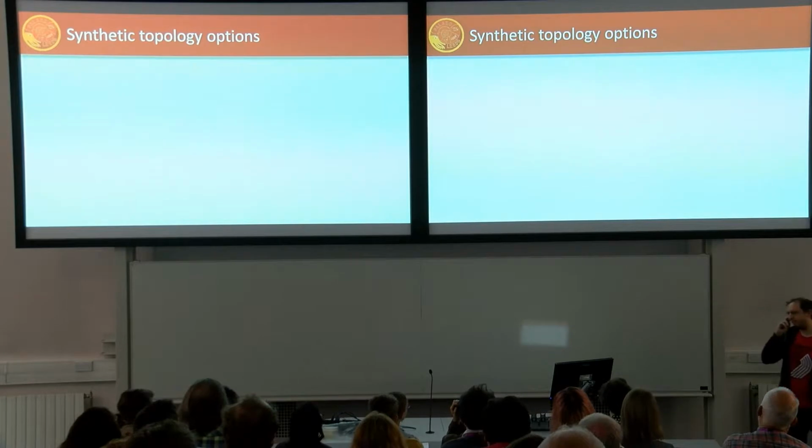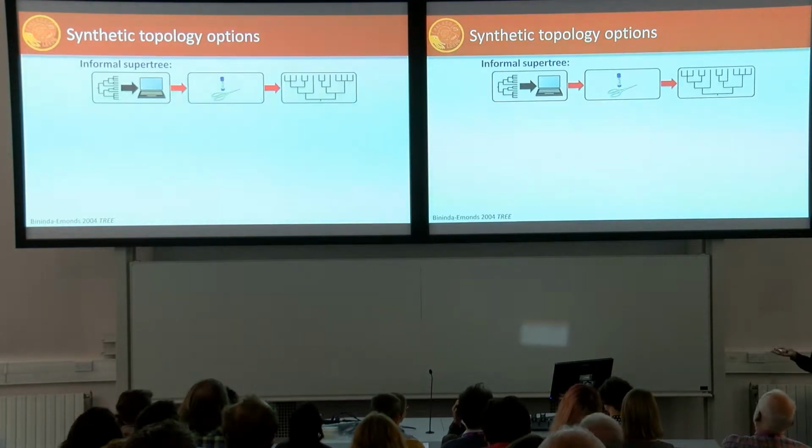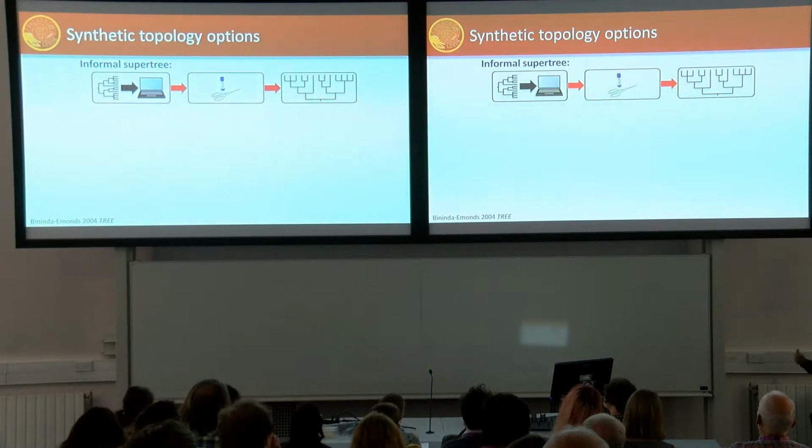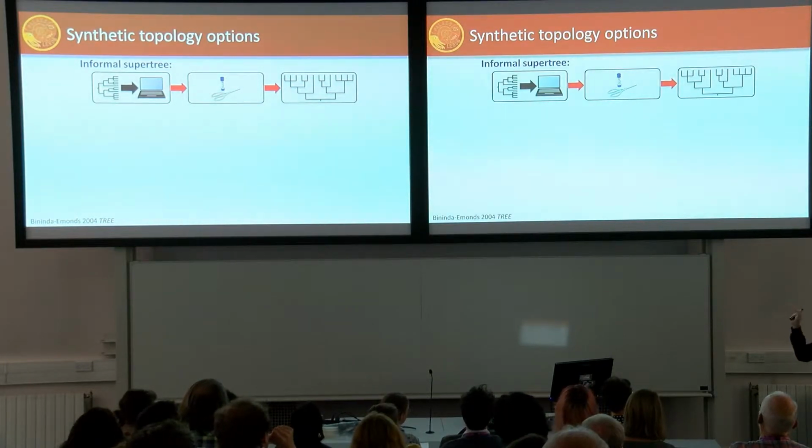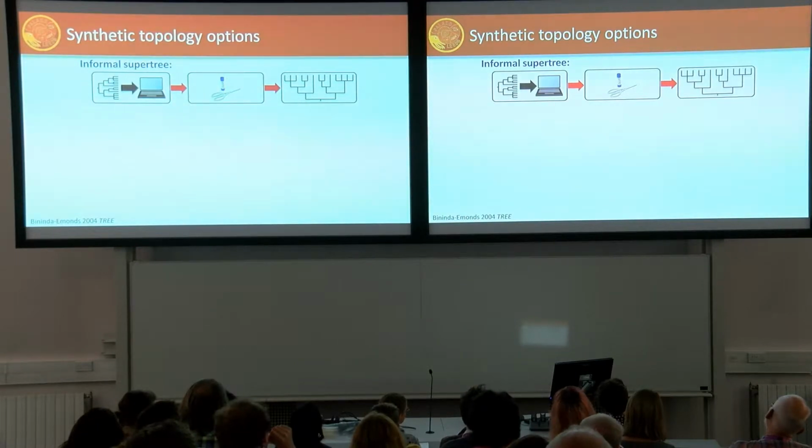So we have three main options to do this. The first is an informal supertree. Normally there we take some limited number of phylogenies that already exist, digitize them, and then often in some opaque way cut and paste those together. And then we get a tree out at the end that often doesn't deal with phylogenetic uncertainty very well. Maybe there are some polytomies in there.